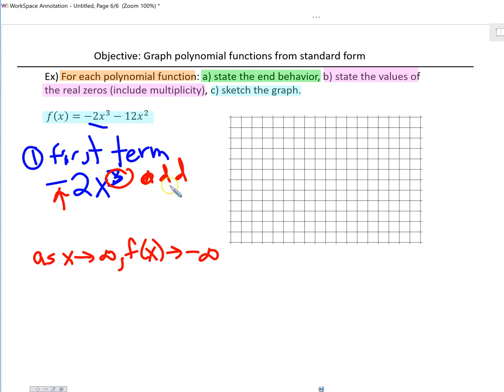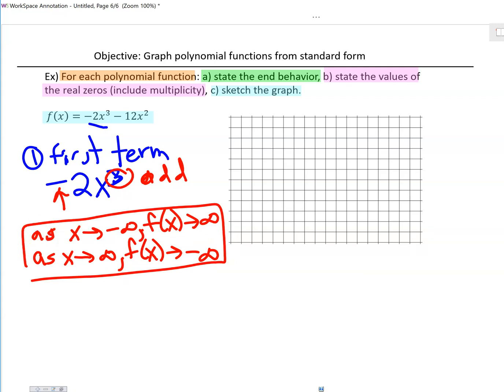And because the degree is an odd number, the other end, which is as x goes to negative infinity, has to go the opposite direction. So f of x values go to positive infinity.